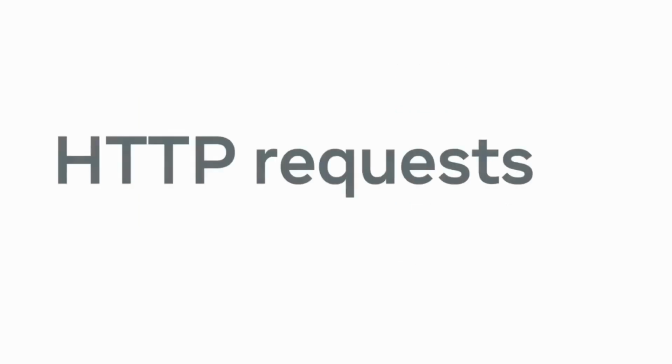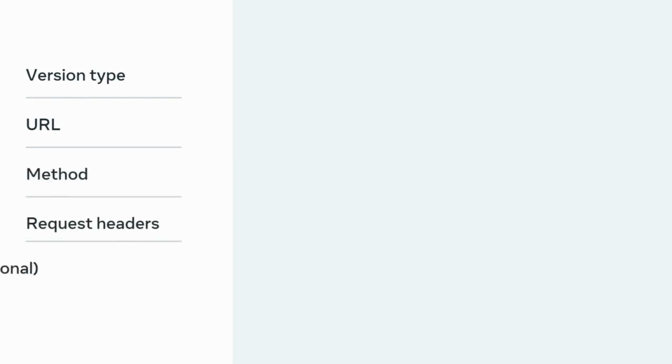Next are HTTP requests, which contain different types of information that a user's browser sends as encoded data. A typical HTTP request includes the following: HTTP version type, for example 1.1 or 2.0, URL or path, HTTP method, HTTP request headers, and an optional HTTP body.